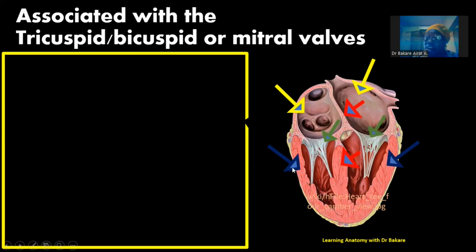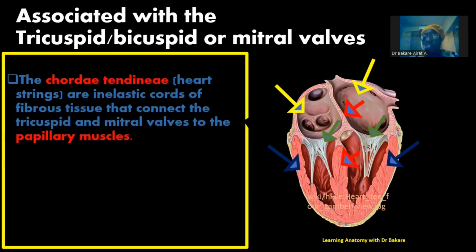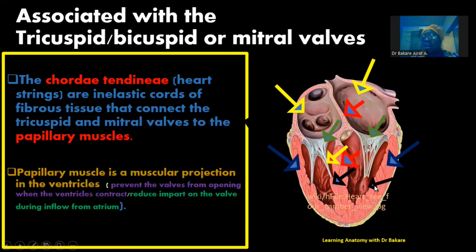If you look at these valves, they are structurally held in place by some structures. And these structures, of course, help to modulate or support the actions that they exhibit. So let's see how this is presented. We have a structure that is called the chordae tendineae. This is like an inelastic cord or fibrous tissue that is seen to connect the tricuspid valve with the papillary muscle. This is the papillary muscle in the ventricle. The papillary muscles are muscular projections that are seen within the ventricles. And these papillary muscles are only seen within the ventricles.